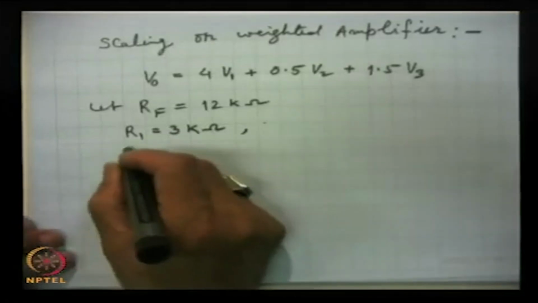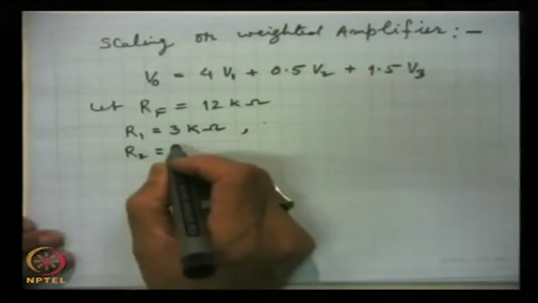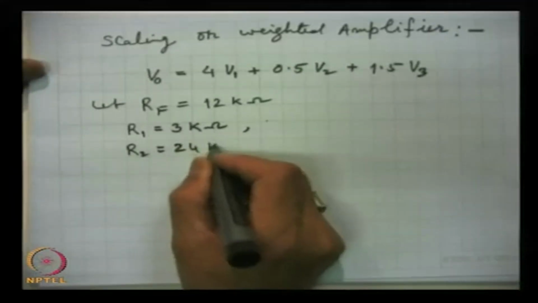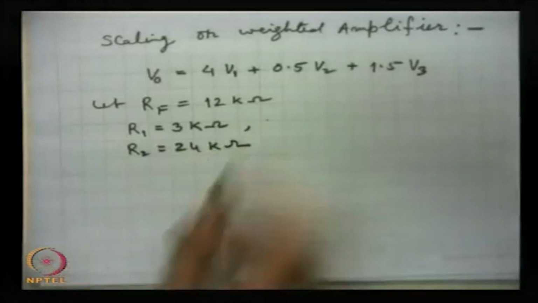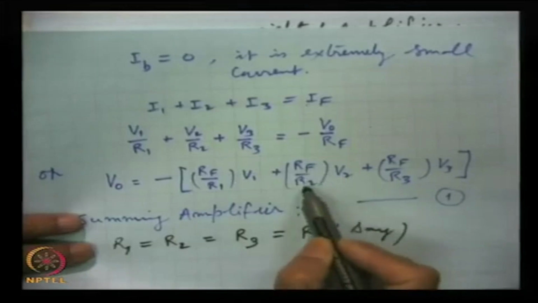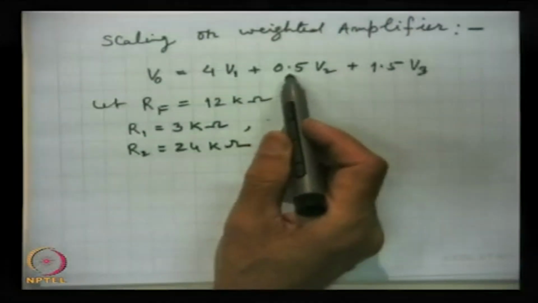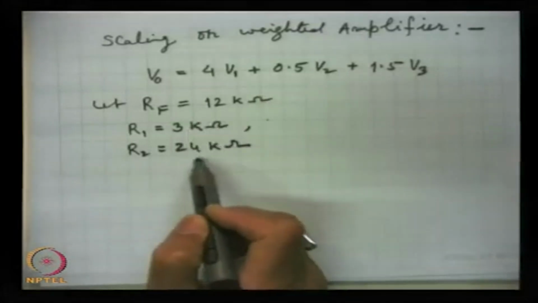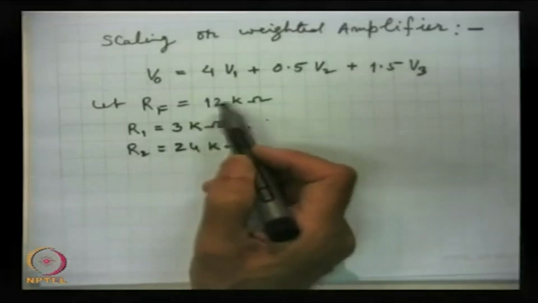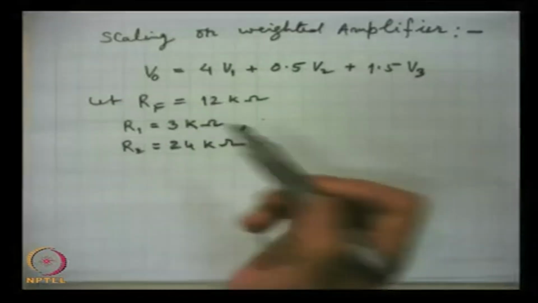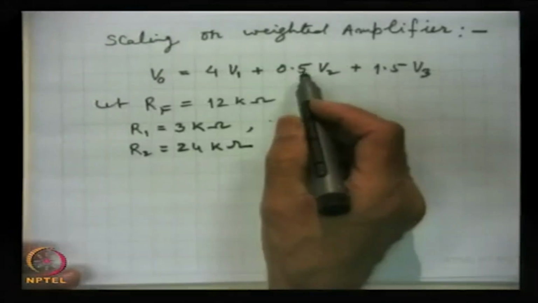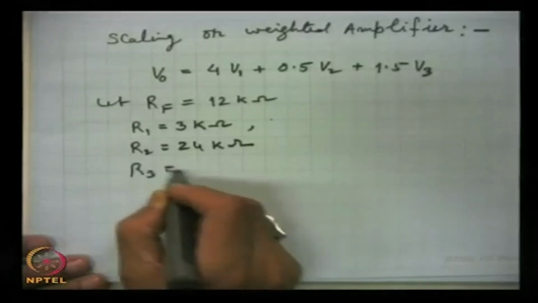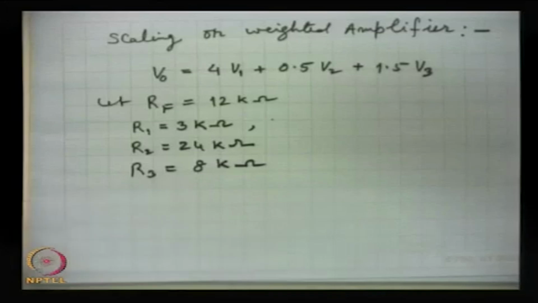R2 we are supposed to take as 24 kilo ohms, because RF by R2 here we need is 0.5. So this will be 0.5 when 12 kilo ohms divided by 24 kilo ohms. So that means 12 by 24, which is 0.5. So we will get a gain of 0.5. And similarly R3 we take as 8 kilo ohms.